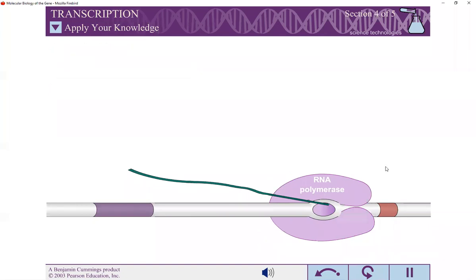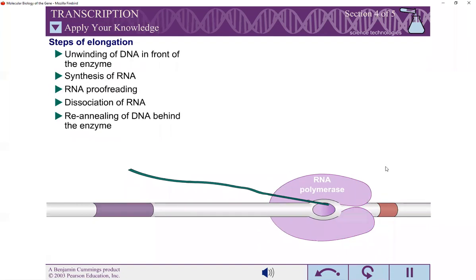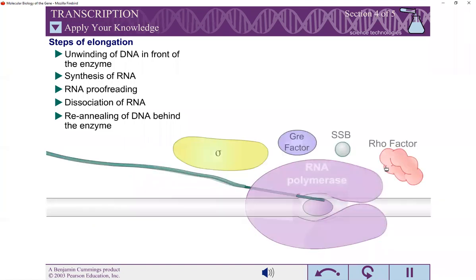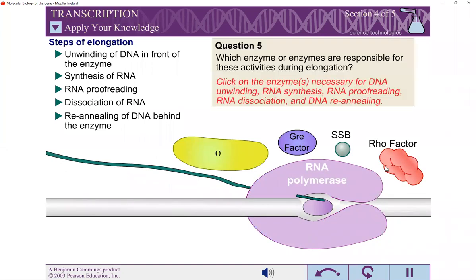Next, elongation. Help this bacterial cell form a functional RNA transcript. Question 5. Which enzyme or enzymes are responsible for these activities during elongation? Now, which of the following enzymes will be responsible for the different activities during elongation? How to answer? First, I cannot place any of these. Where can I place? Only the Gre factor is given. Okay, I can tick them.